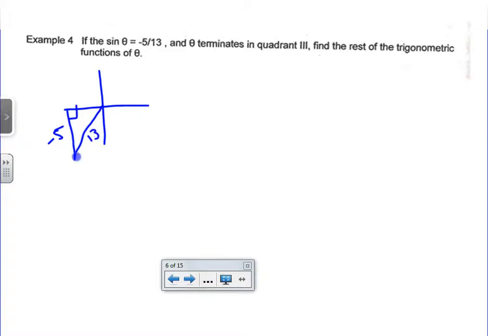Now since we have y and r, we can go backwards to find the x value, and we're going to do that by using the Pythagorean theorem, or that same formula in reverse: 13 squared equals negative 5 squared plus x squared.